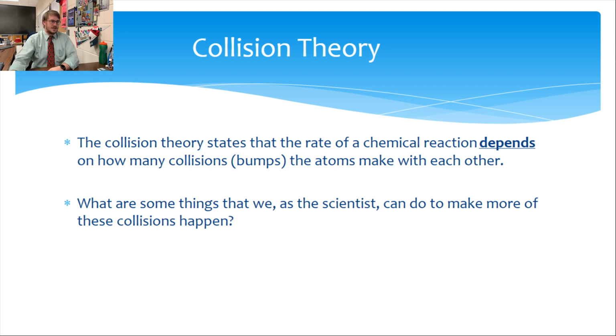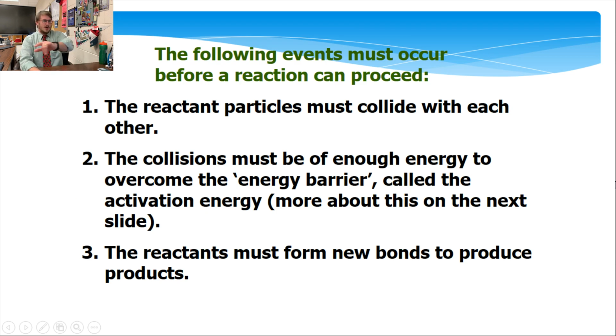So remember, you're taking these notes, so you can pause at any moment while I'm talking to do this. Once again, collision theory states that basically atoms and molecules must collide in order for the reaction to take place. Also, there are three things that this entails. Reaction particles must collide with each other. That's one. Two, collisions must be of enough energy to overcome this energy barrier called the activation energy. We've seen that before. More on this in some future slides. And three, the reactants must form new bonds to produce products.